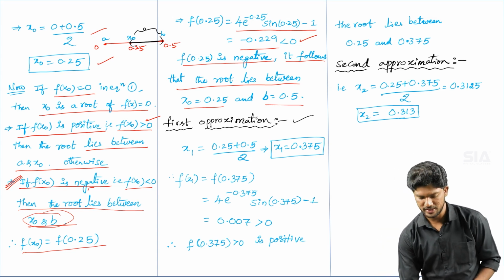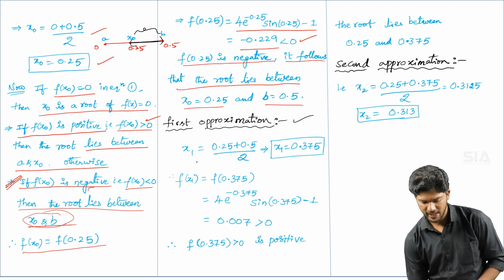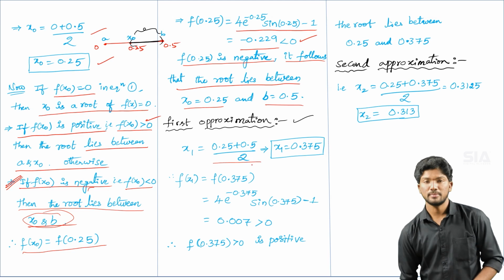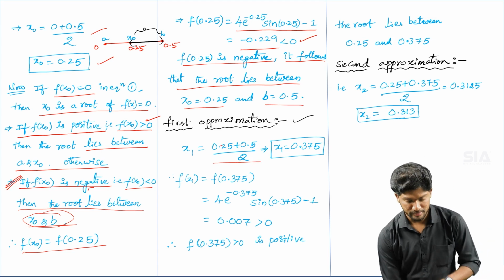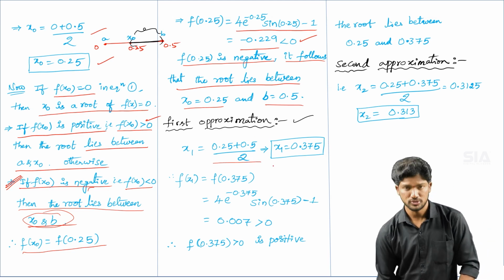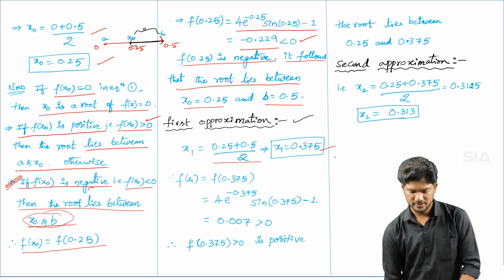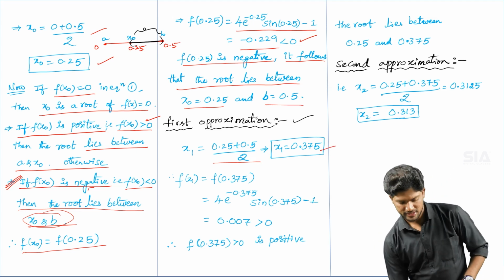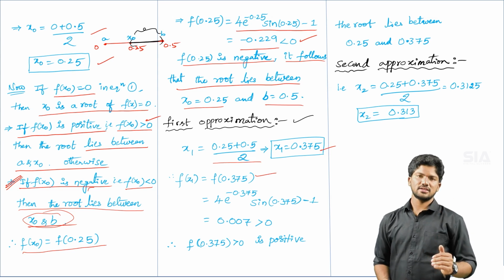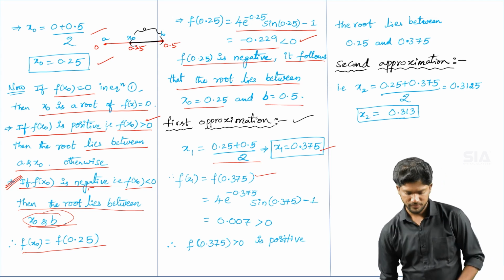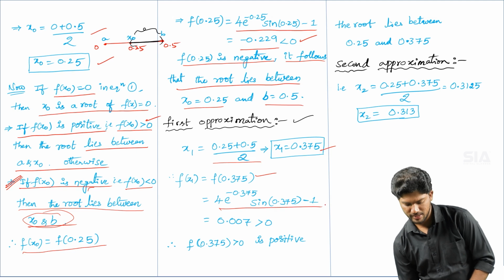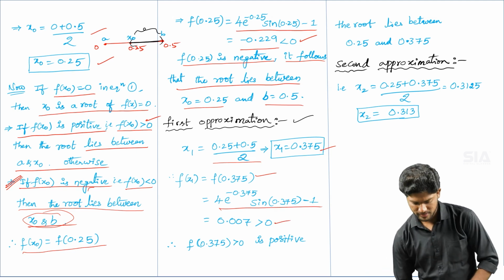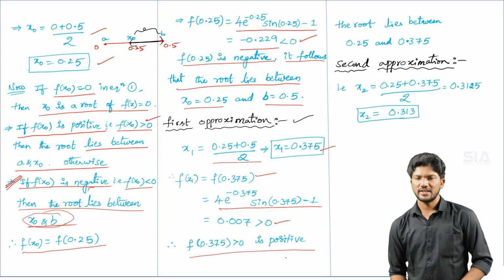Now for the first approximation you can take x1. So x1 is equal to a plus b by 2. What is the a value here? That means x naught, 0.25 plus 0.5 by 2. You will get x1 is equal to 0.375. After getting x1 equal to 0.375, substitute that value in the given equation 1 and you will get 0.007. That is greater than 0. The f of x1 value is positive.